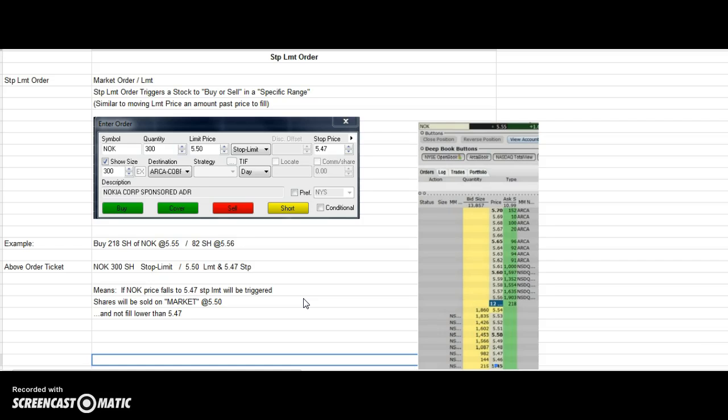Basically, it is a way to say, if the stock falls to this or goes this high very quickly, fill my order in this range, and it helps limit your risk.